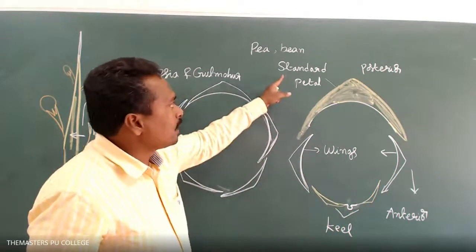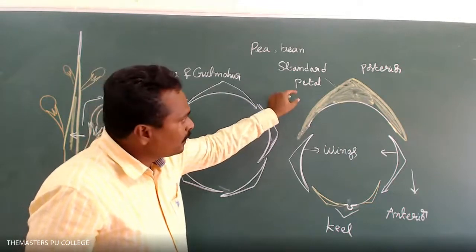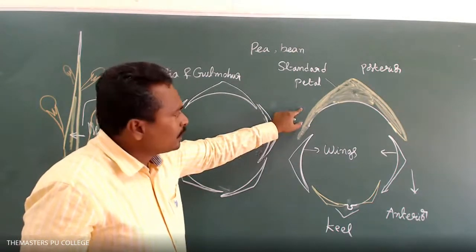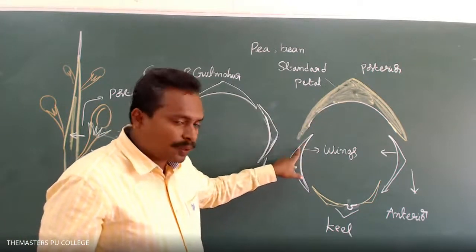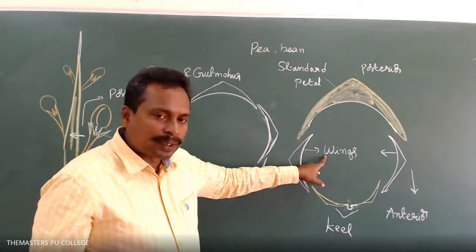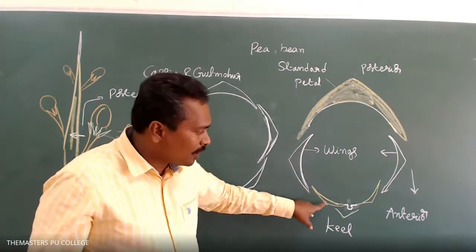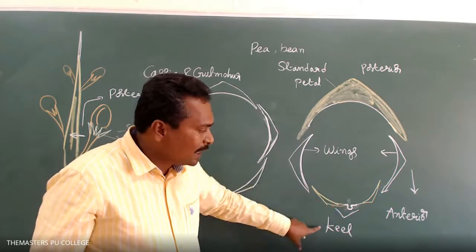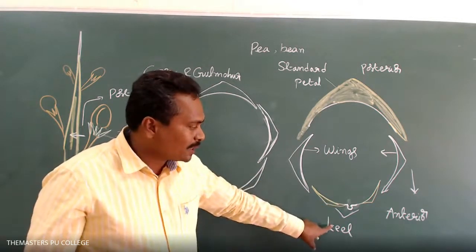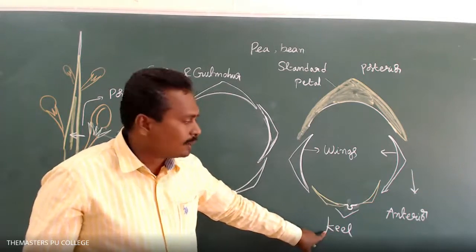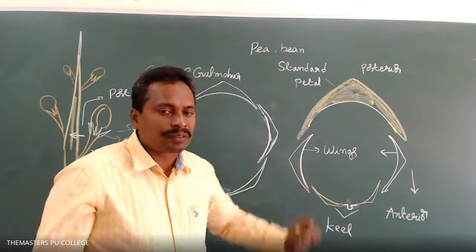Okay, so the standard petal is located towards the posterior side. The standard petal is large in size. The edges of the standard petal overlap the two lateral wing petals. The two wing petals' edges overlap the two keel petals. The two small petals are fused. Such petals are called keel petals. The keel petals are located towards the anterior side of the flower.